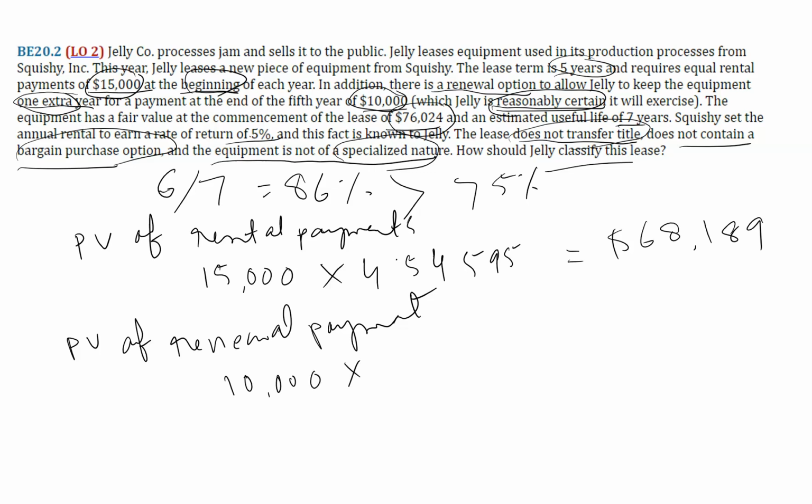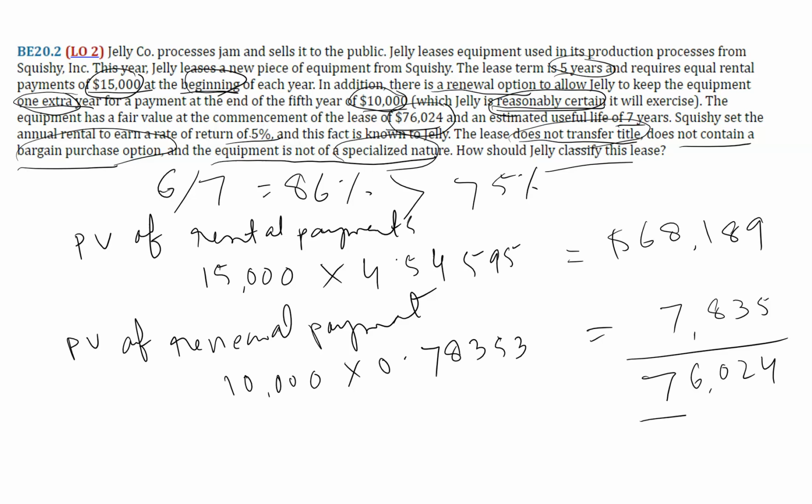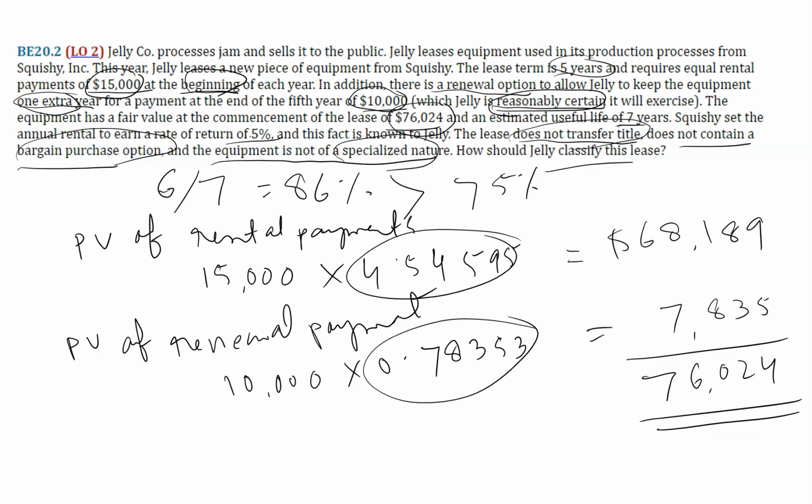If you look at the present value table, you will find the present value factor is 0.78353. If you multiply this by 10,000, it will be $7,835. If you add that, the total will be $76,024. You might have a few cents of difference, just because of the decimals when we consider these present value factors.